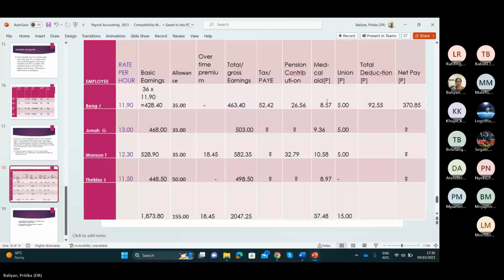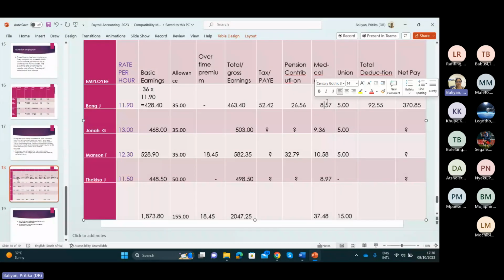Then union membership. Is he a union member, Judith Bank? Yes, ma'am, he is a union member. So he has to pay 5 pula union fees. So the total deduction, if there is no other deduction, we add them, and the sum of it is 92 pula 55 thebe. Right? You can add them.